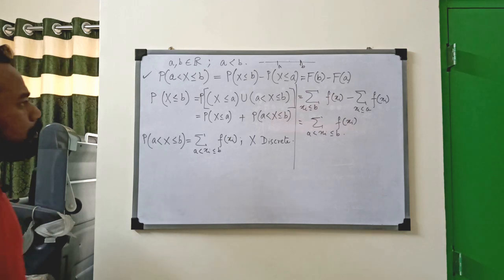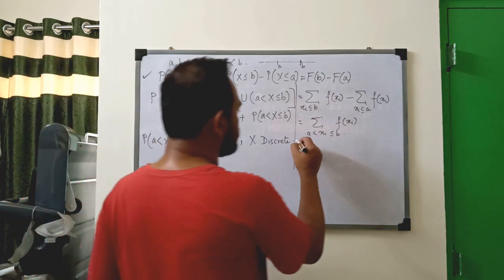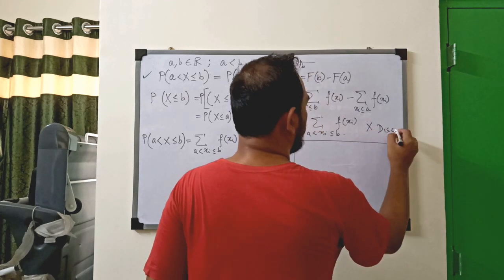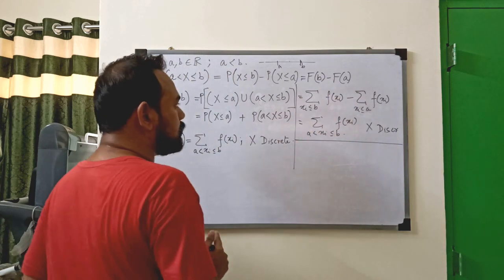Okay. Now, what happens if X is continuous? So this is when X is discrete. What happens when X is continuous?